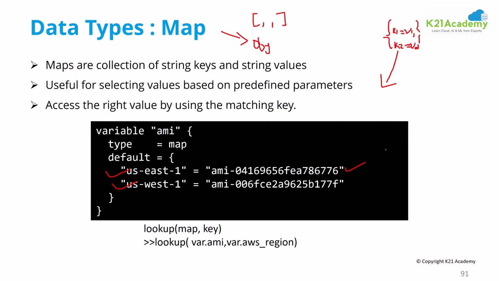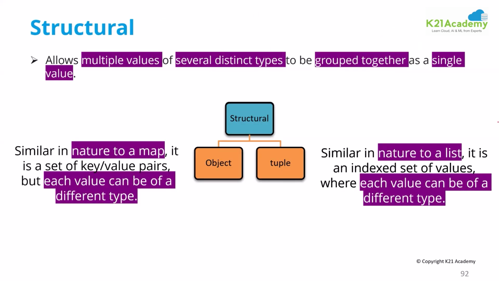Okay, sounds good. So this is object and tuple. I told you object is similar to map when you have different data types, and tuple is similar to list when you have different data types. Okay, so I hope now list, map, object, tuple is clear.